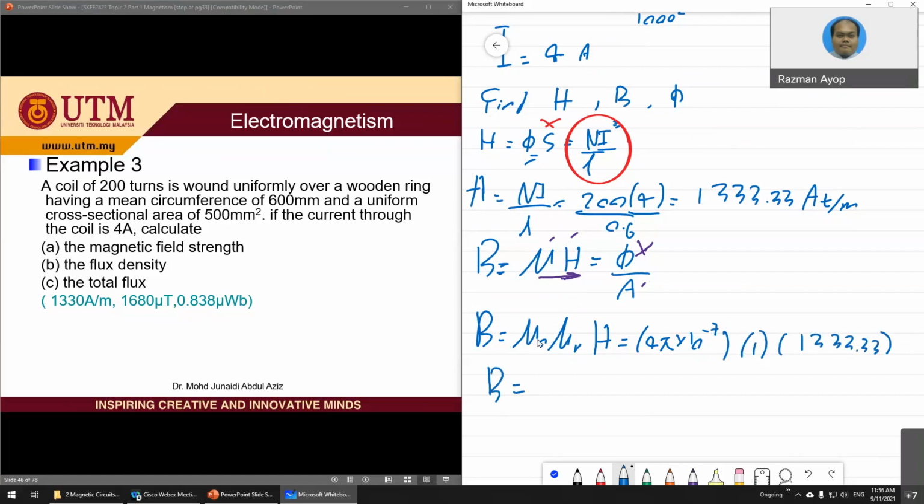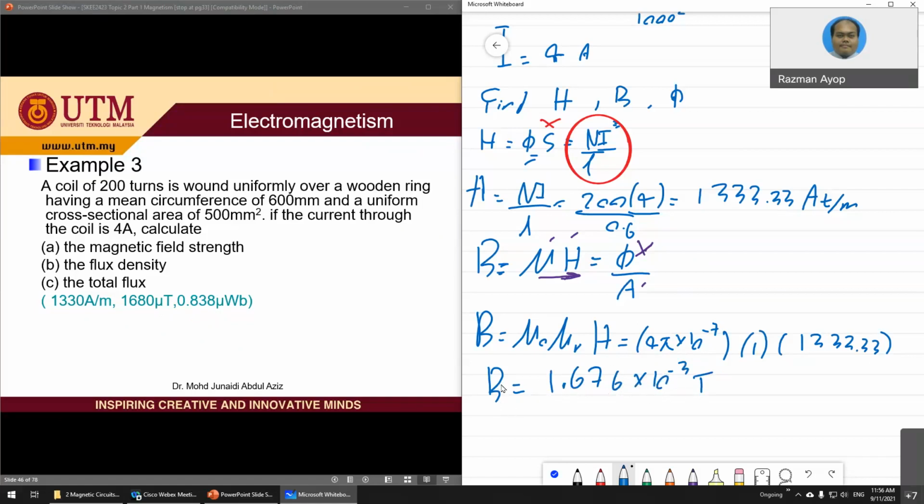Okay, so B is equals to 4 pi multiplied by... so you get 1.676 multiplied by 10 negative 3 Tesla. Okay, so you can see here this one used micro, so this one is milli. So the answer is almost the same.